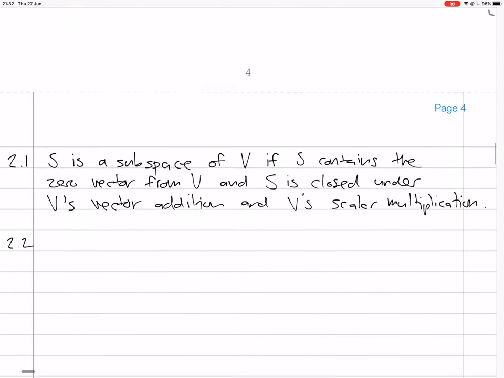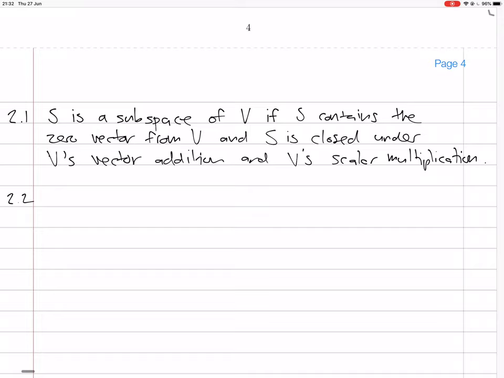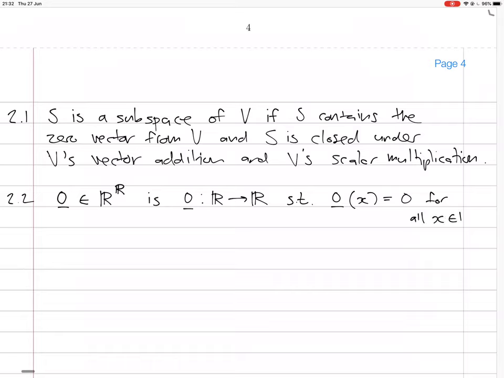First of all, we need to say what the zero vector in R to the R is. The zero vector in R to the R is the function 0 from R to R such that 0 of x equals 0 for all x in R. Now 0 of 3 equals 0, so that means that this thing is indeed in T.